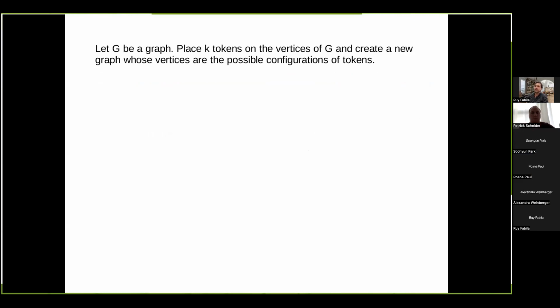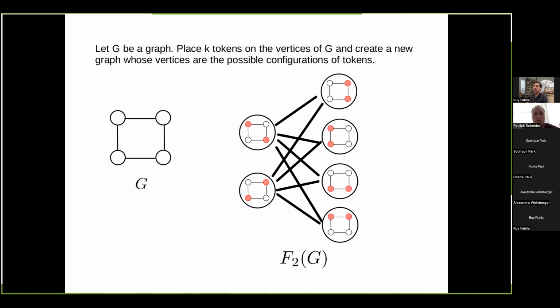Suppose you have a graph G, and you place K tokens on the vertices of G, and you create a new graph whose vertices are the possible configurations of these K tokens. And please, everybody, feel free to interrupt me whenever you want. The rule is that I don't allow more than one token per vertex, and I go from one configuration to another by taking a token and sliding it along an edge to an unoccupied vertex. So for example, if this is my graph G, then this is its token graph of 2 tokens.